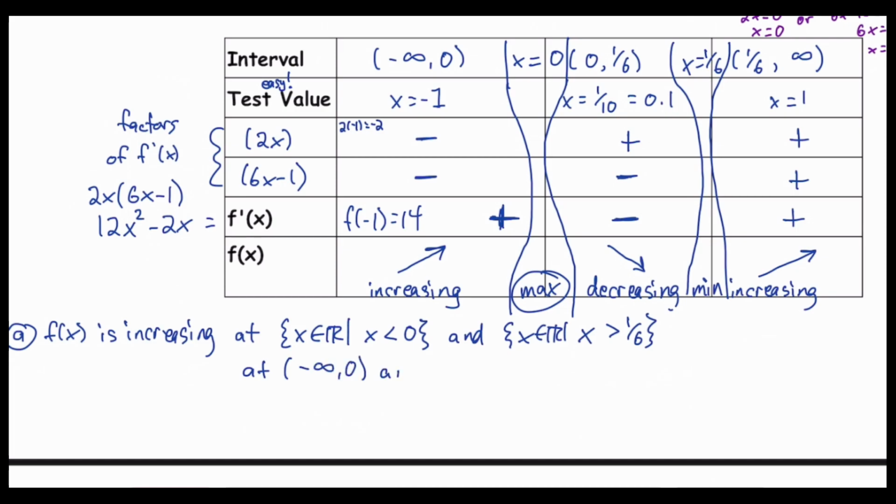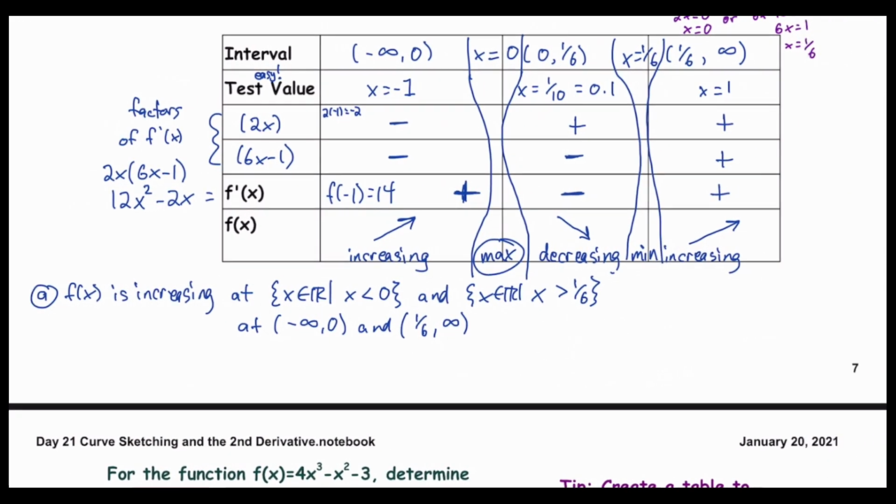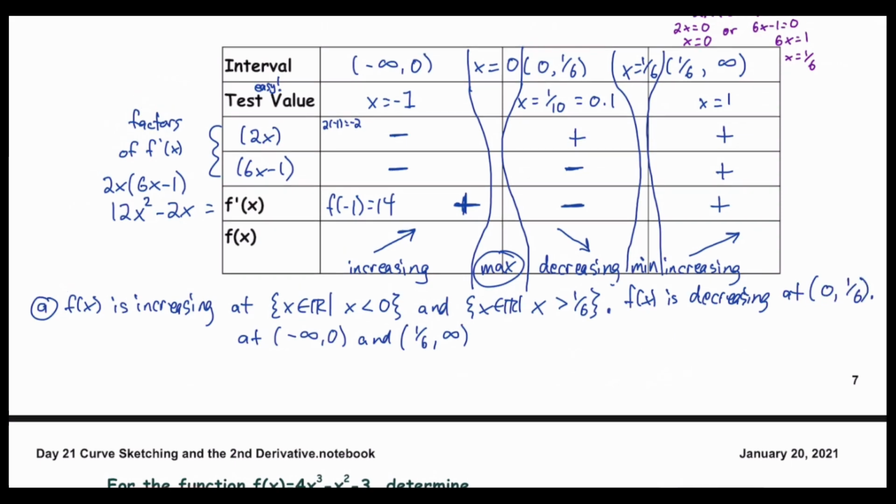Or you could just write negative infinity to 0, and sorry, this is actually wrong. Yeah, no, it's fine. I got it right. And 1/6 to infinity. I don't really care which method of notation is used to explain that. When is it decreasing? f(x) is decreasing when x is between 0 and 1/6. All right, that's our answer to A.